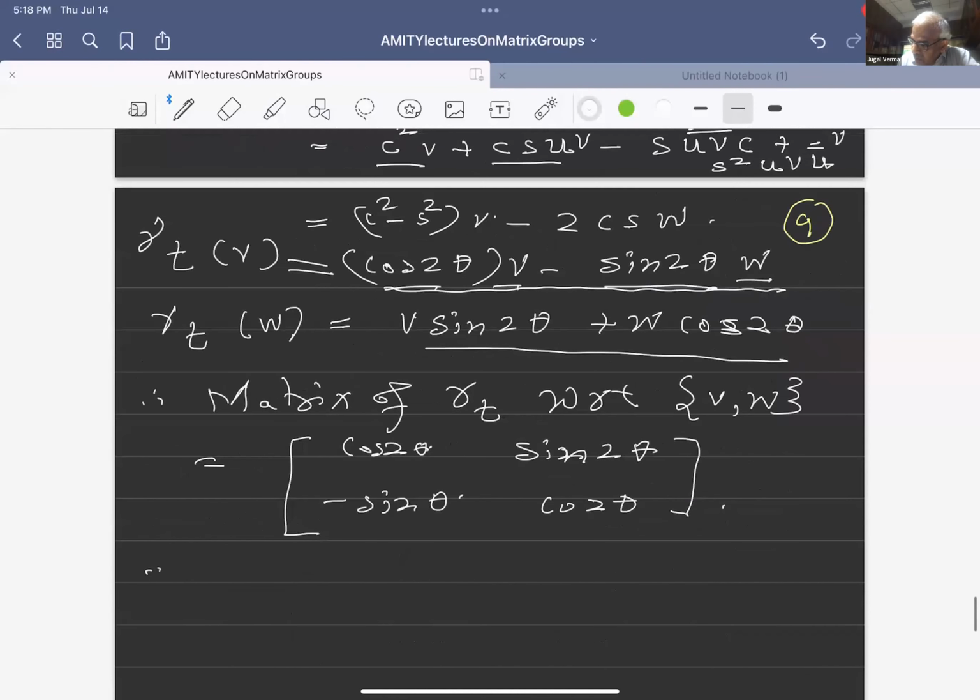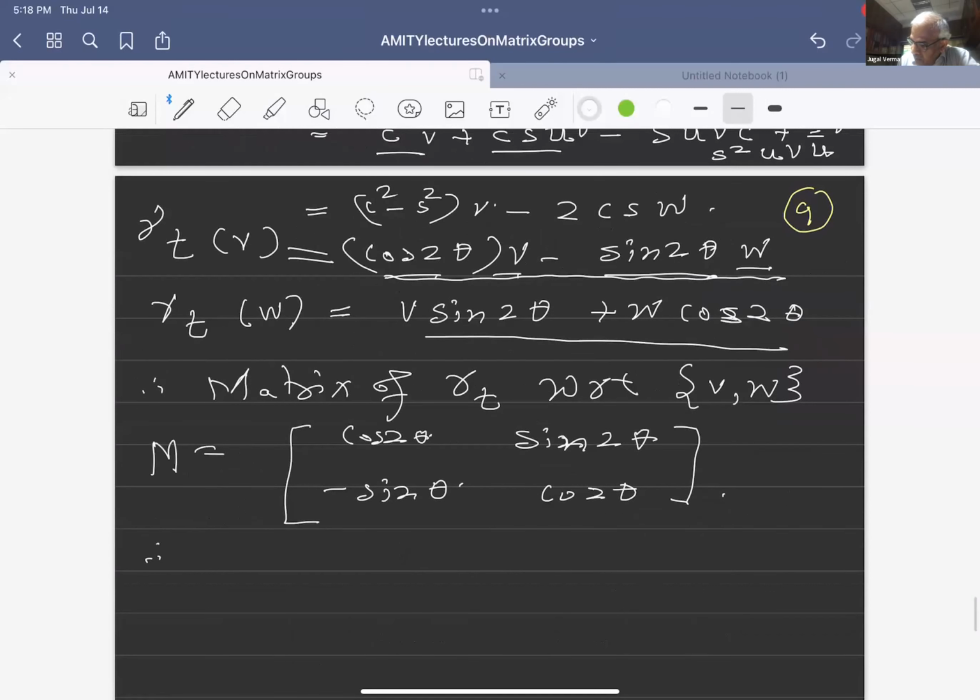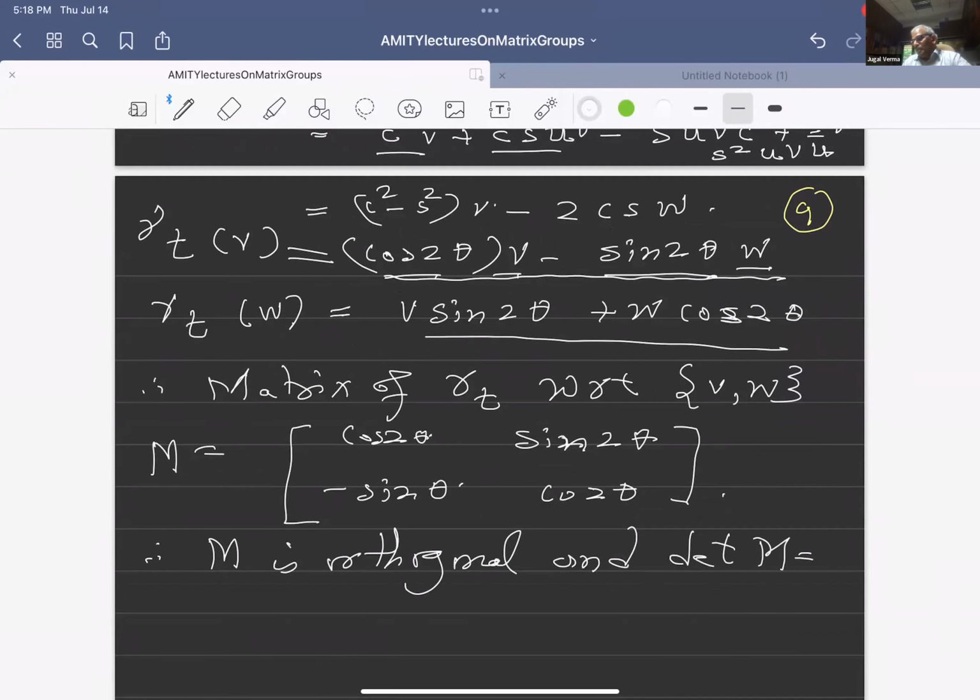So this matrix M is an orthogonal matrix. That was expected. And what is the determinant of M? It is 1. A 2 by 2 orthogonal matrix of determinant 1 represents a rotation. And the angle is 2 theta. So the angle of rotation is 2 theta.